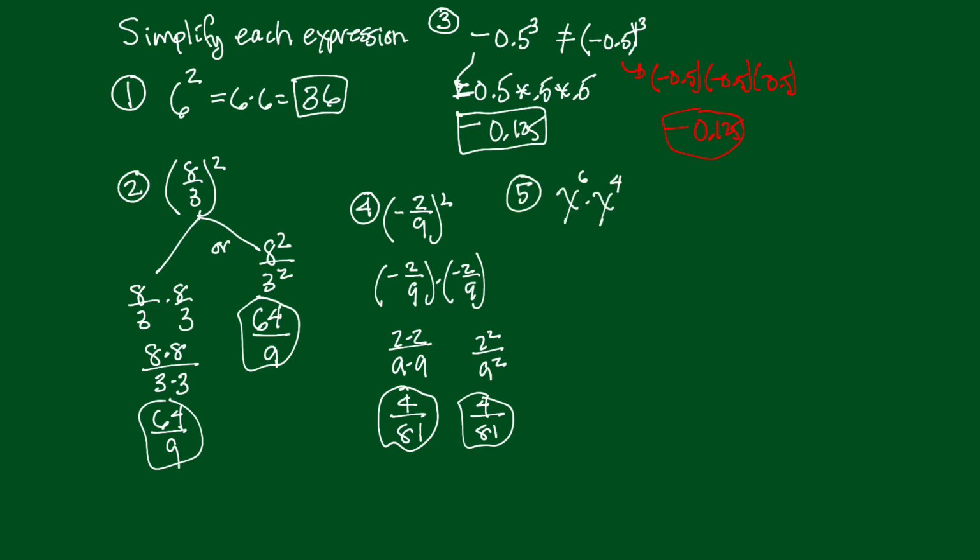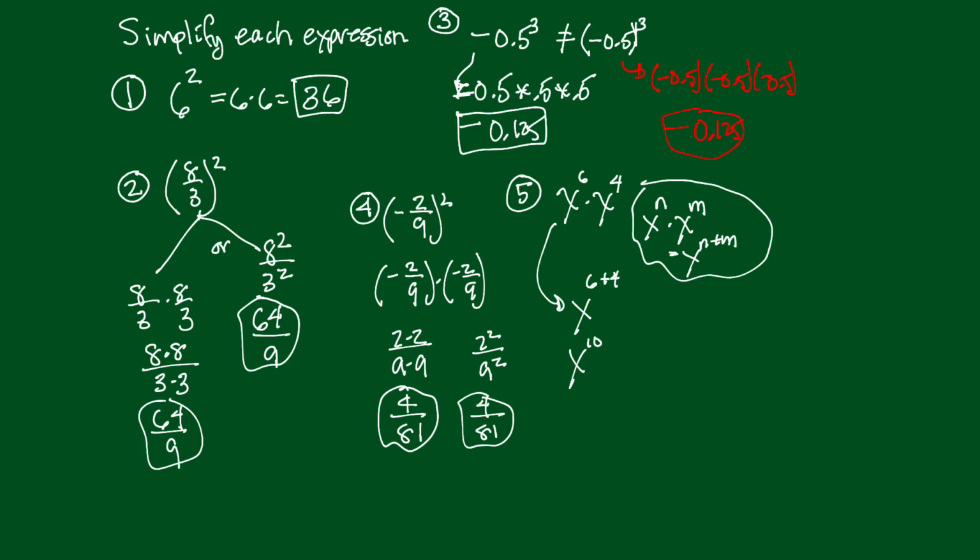Now what we're going to do in number 5 is multiply these two powers. Now, I'm going to use this rule right here. Okay, here's the rule I'm going to use. If I have x to the n times x to the m, as long as I'm multiplying, I just add the exponents. So what I'm going to get out of this is x to the n plus m. So what I've got is x to the 6 plus 4, get x to the 10th.